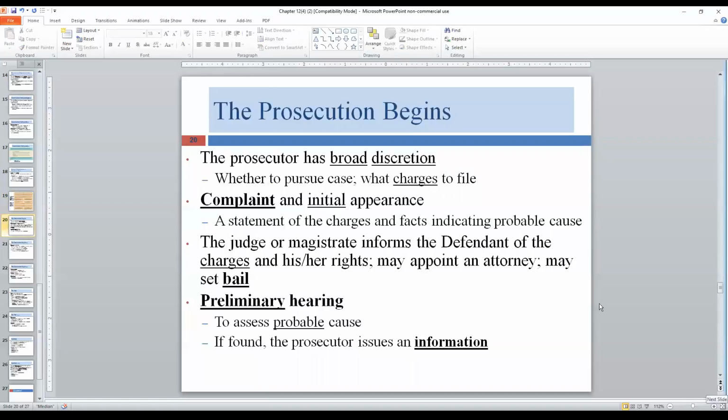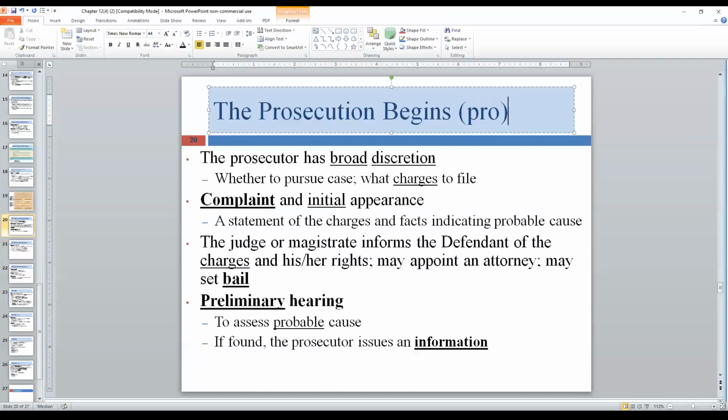Okay, so let's talk a little bit more. We're still in the procedural area. We're still talking completely about procedure at this time. The prosecutor has broad discretion. Unfortunately, there's a lot more crime in any county than the prosecutor could possibly hope to prosecute. So he or she has to make priorities.